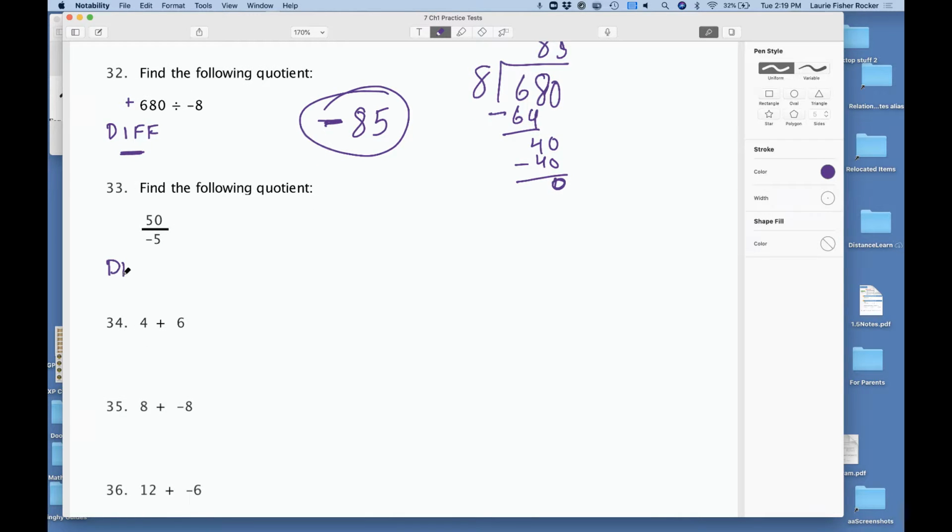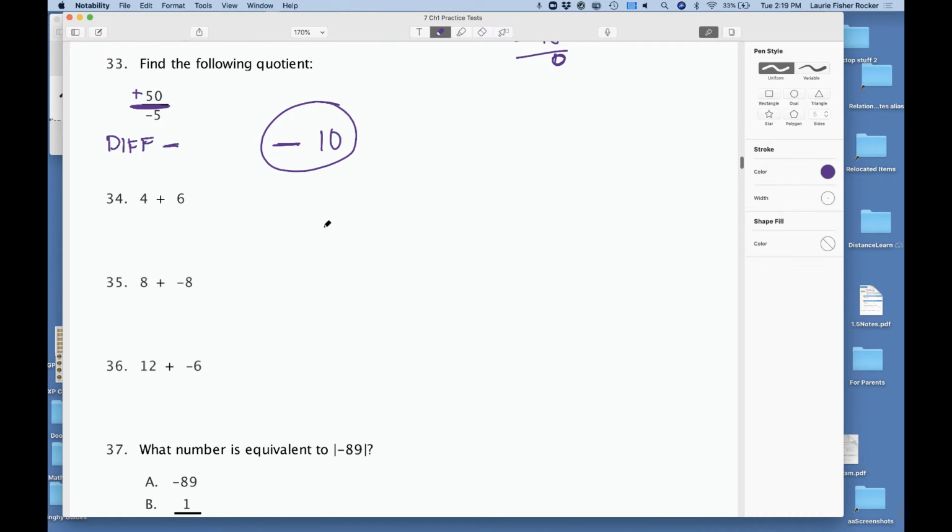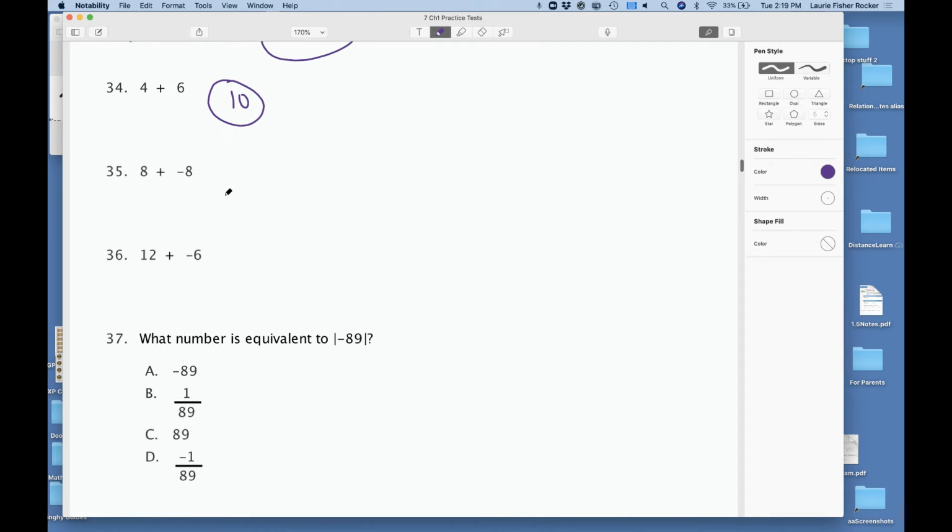Okay, so different signs. So positive 50 divided by a negative, so it's going to be a negative. So it's different signs, so negative. And 50 divided by 5, so that's 10. Hopefully you know your tens. Now, 34. Okay, 4 plus 6, 10. Yay. You got 10 a lot as an answer.